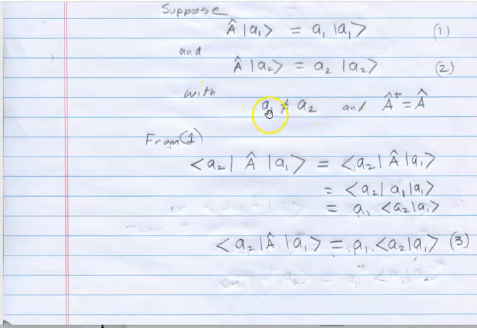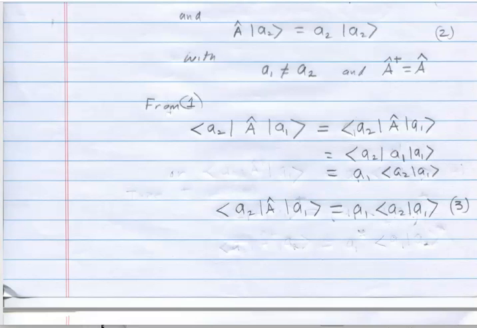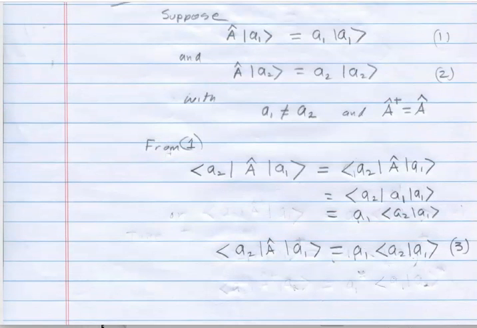We're given that the two eigenvalues that we got here are not the same. They're distinct. So I have different values for the eigenvalue up here, A1, and the eigenvalue here, A2. And of course, we're still dealing with a Hermitian operator A. It could be any operator, it doesn't have to be a Hamiltonian, but any Hermitian operator. Well, from equation 1, I can take its inner product on both sides with A2. So I have an A2 and an A2 on this side.